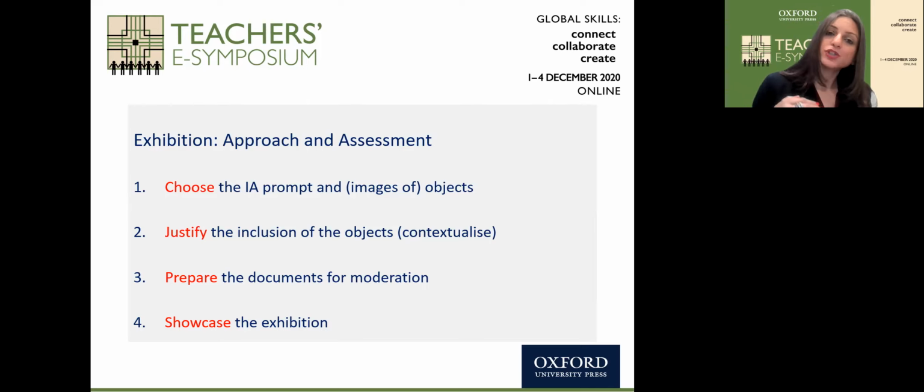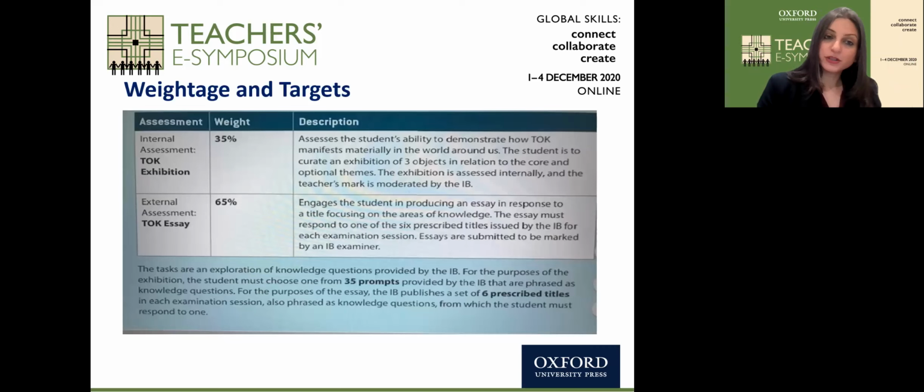The next step is to justify the inclusion of the objects. So they will be required to contextualize it within a real life context. And that in itself is a problem that they must solve before they go on to preparing the documents for moderation. Those documents include a 950 words write-up about the object itself, interlinking the ideas within the realm of knowledge that they have chosen. And then finally, they will showcase the exhibition internally to their colleagues and their teachers.